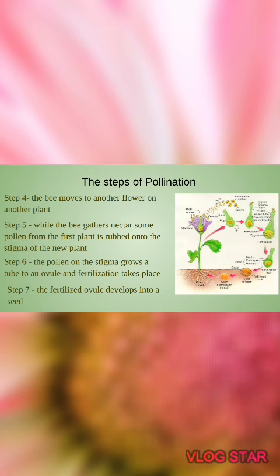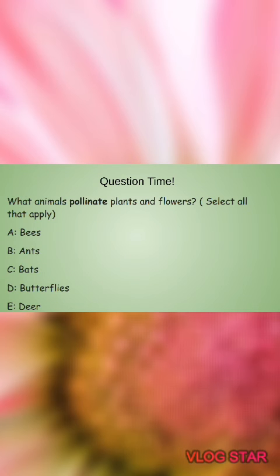Step 4. The bee moves to another flower on another plant. Step 5. While the bee gathers nectar, pollen from the first plant is rubbed onto the stigma of the new plant. Step 6. The pollen on the stigma grows a tube to the ovule. The fertilization takes place.